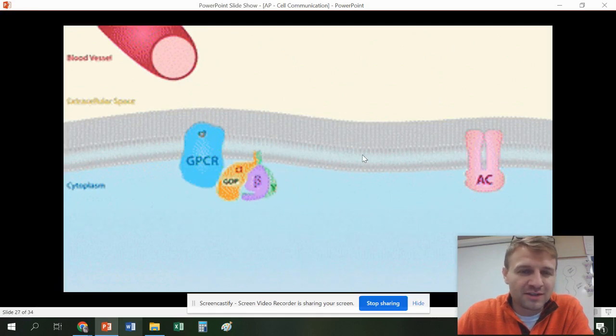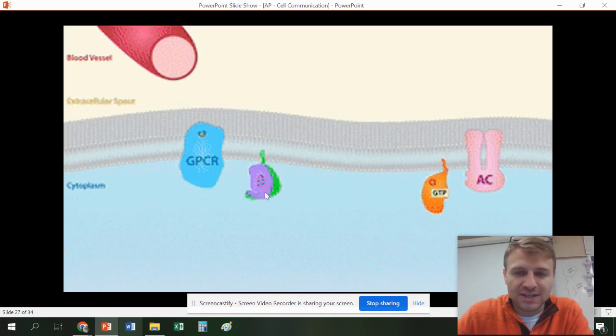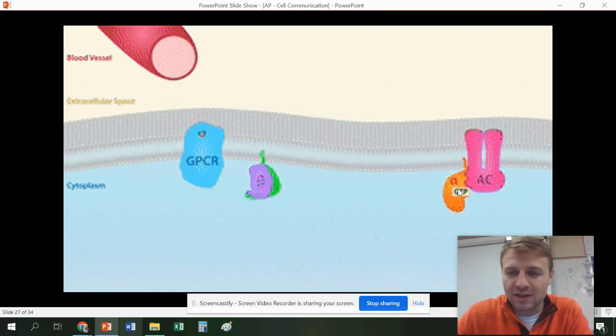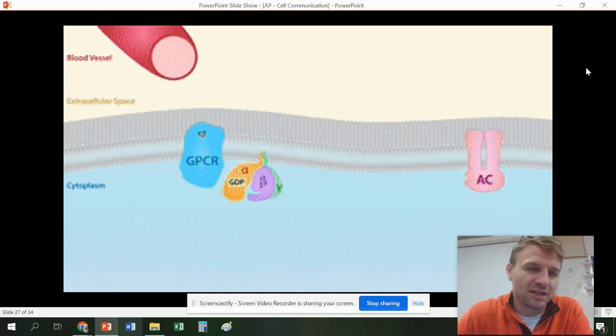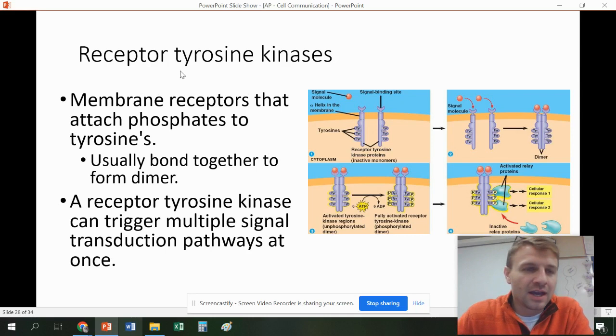Here's a little video of it. You can see here we have our ligand bonding with the receptor. It's going to use GDP and GTP to activate another protein. This activates another protein, and it's going to keep activating other proteins to create some cellular response. Not much needs to be known here.